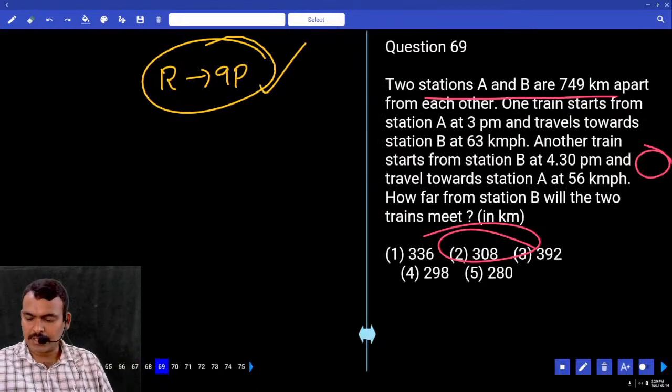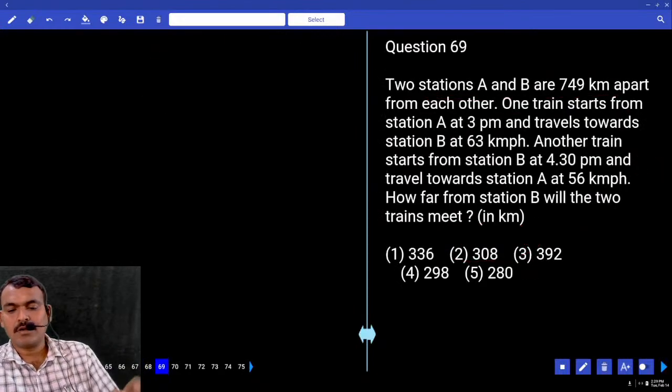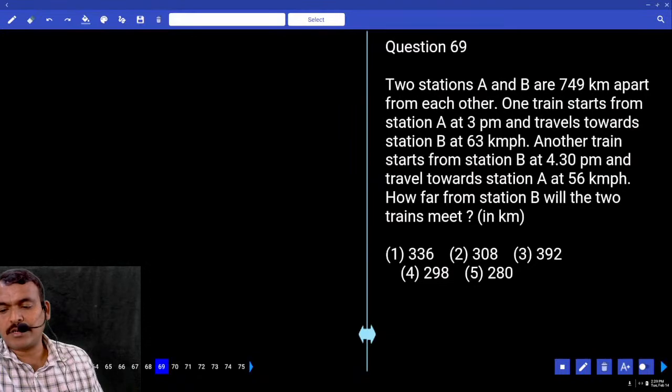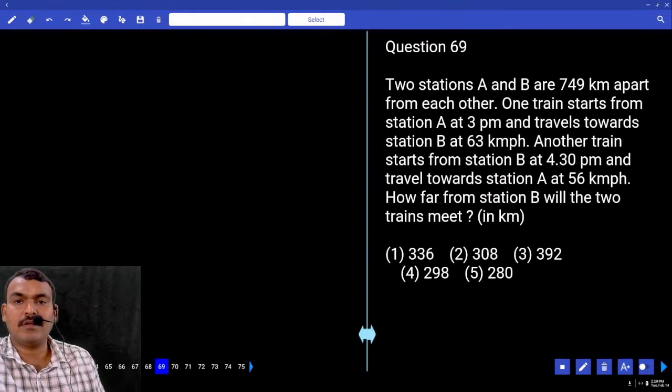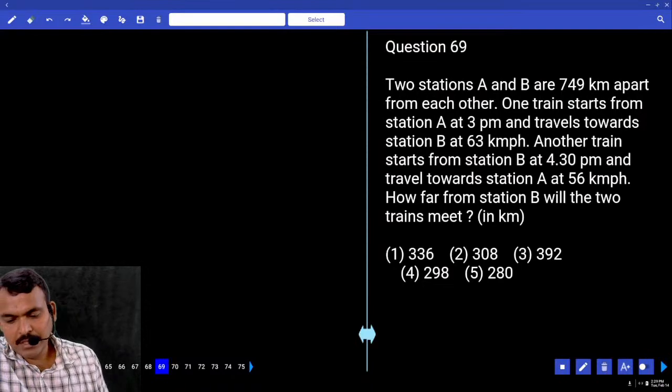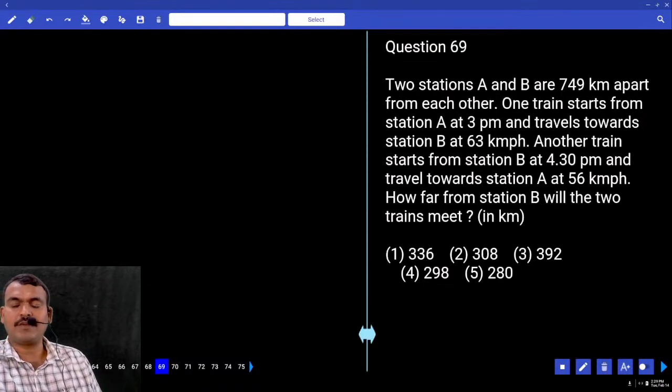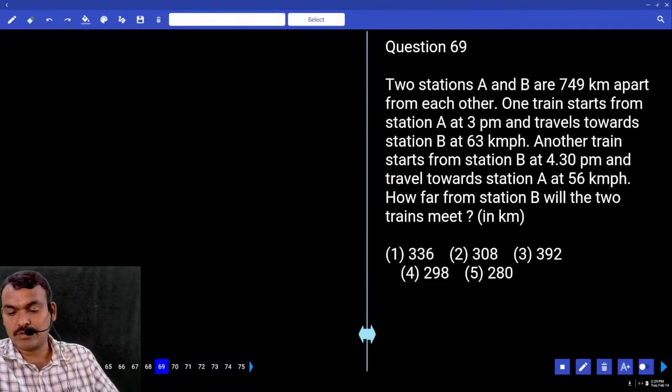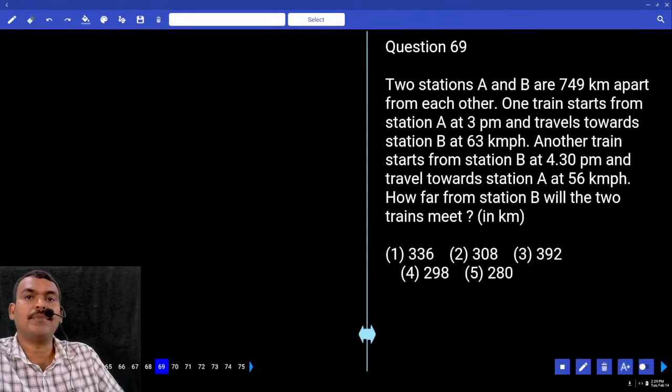Next question, number 69. Two stations A and B are 749 kilometers apart from each other. One train starts from station A at 3 p.m. and travels towards station B at 63 km/h. Another train starts from station B at 4:30 p.m. and travels towards station A at 56 km/h. How far from station B will the two trains meet?